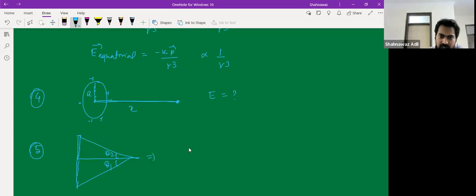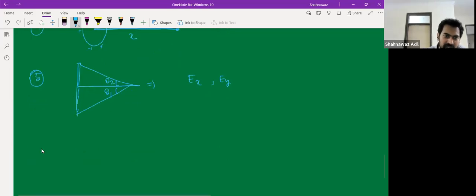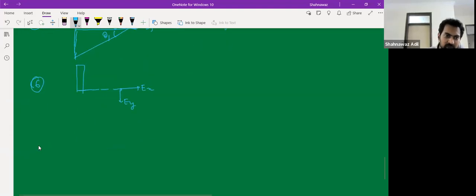So what is the electric field? You have two components: electric field in the x direction and electric field in the y direction. Then I will calculate the electric field of the upper half part. What is the electric field of this? You know that this will be Ex and this will be Ey. Then I'll write the electric field of this semicircular ring.